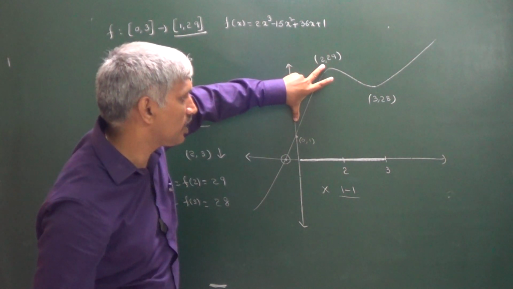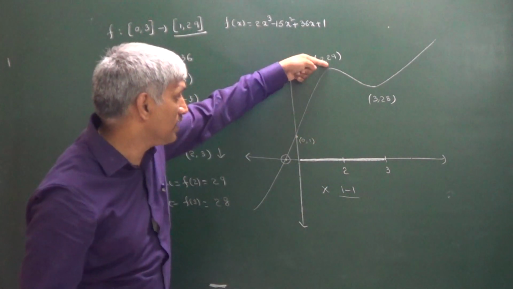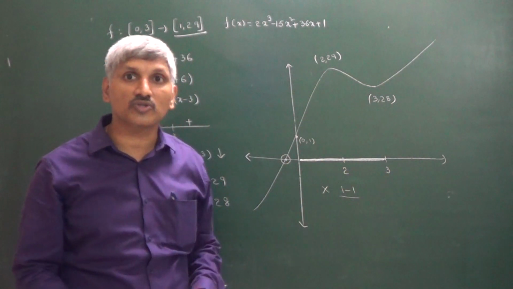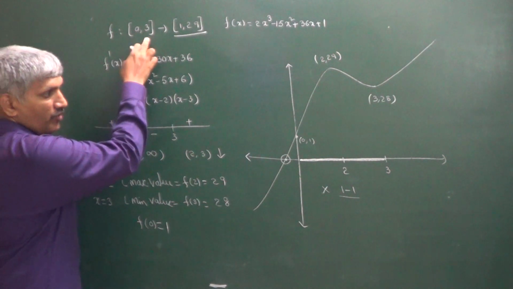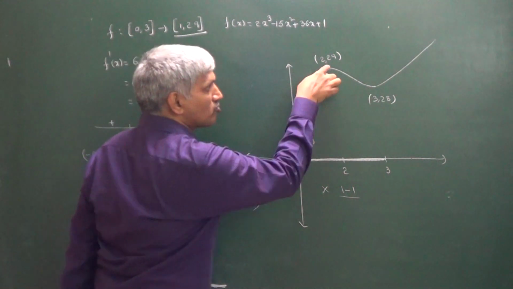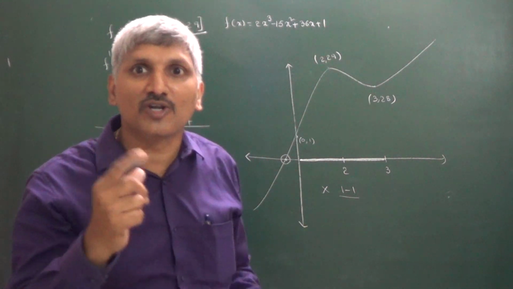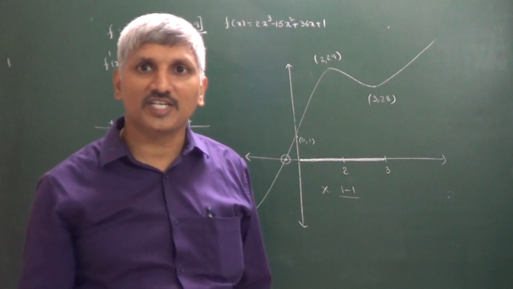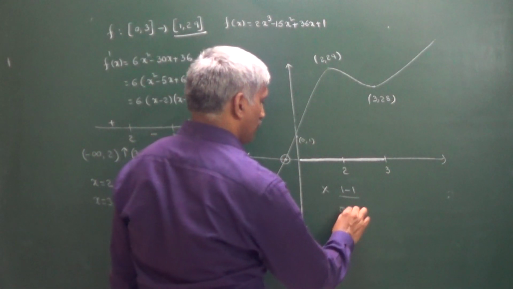All these values are there in the interval 0 to 3 only. That means for 1 to 29 it is taking all the values in the interval 0 to 3. That means in the interval 0 to 3 we are getting range from 1 to 29. Range is nothing but range is equal to codomain. Whenever range is equal to codomain, then the function is said to be an onto function. Yes, the function is an onto function.